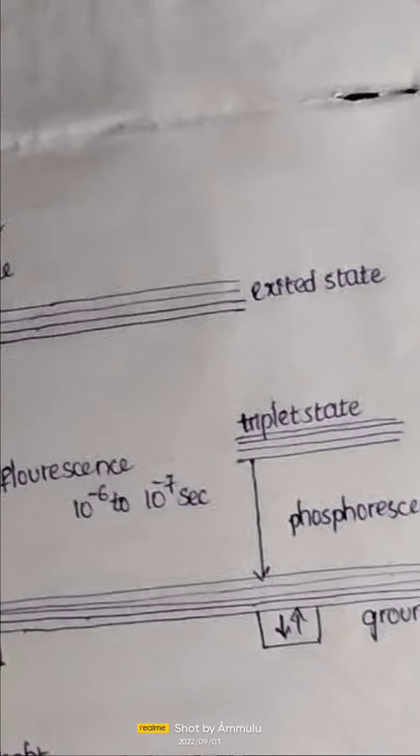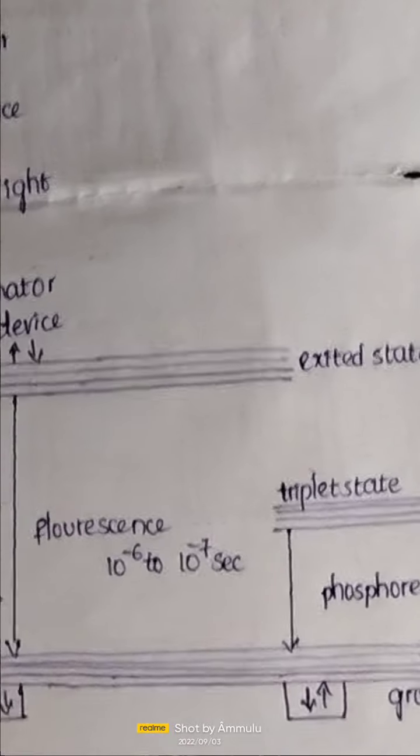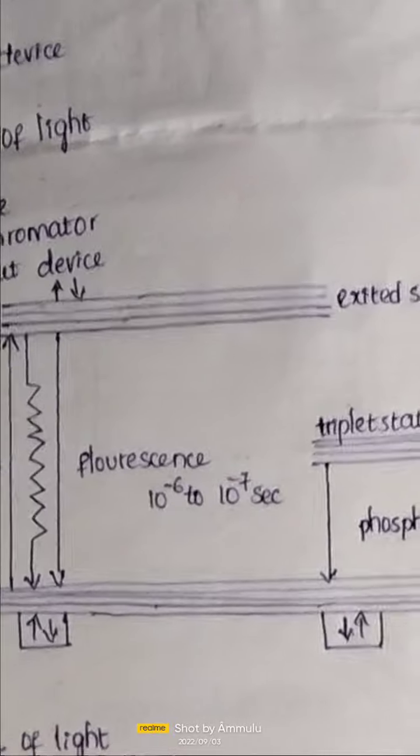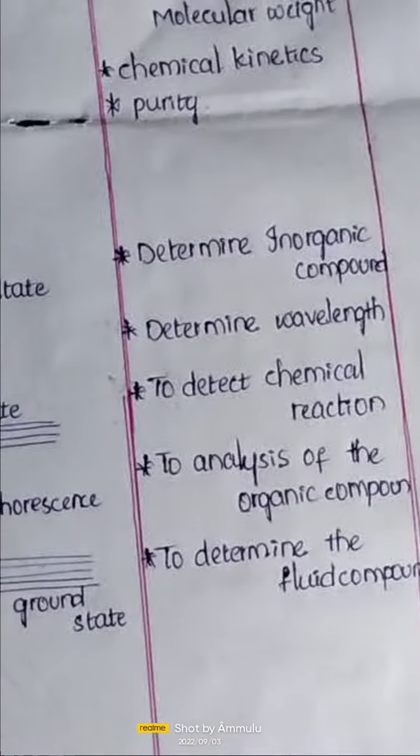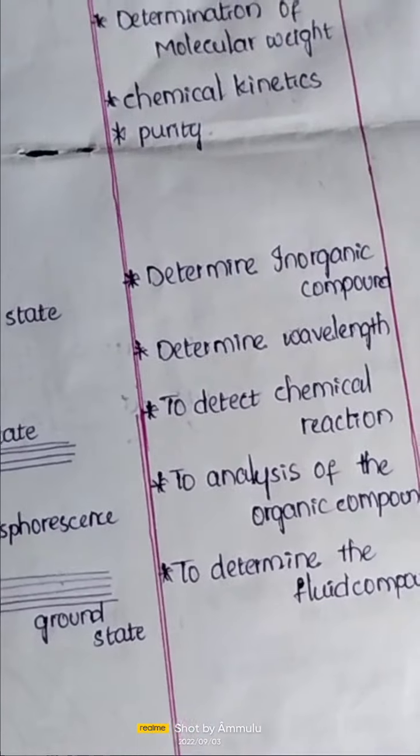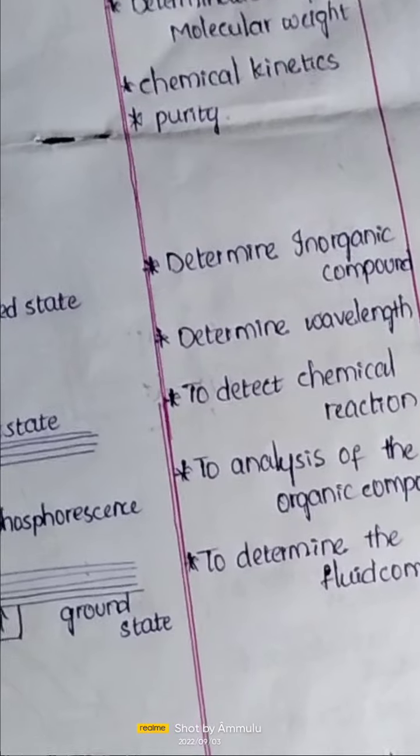And the main applications of this fluorimetry is to determine the inorganic compounds, and to determine the wavelength of the bonds which is present in between the carbon and hydrogen atoms, and to detect the chemical reaction, to analyze the organic compounds, etc.